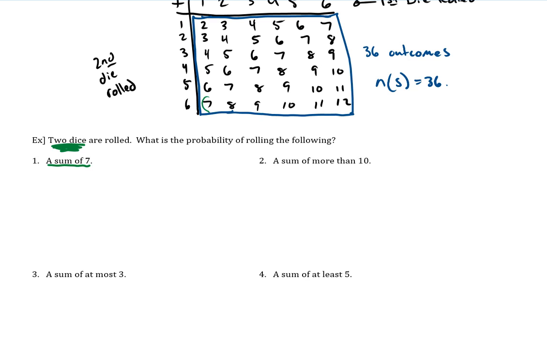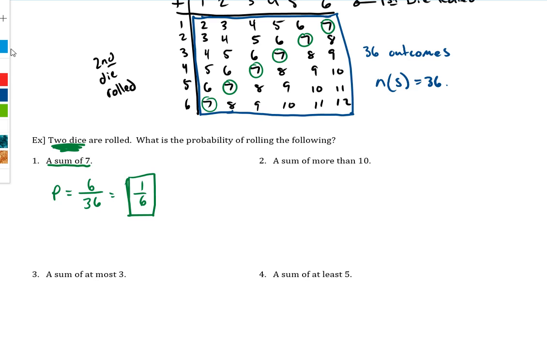All right, so a sum of 7. There's 1, 2, 3, 4, 5, 6 of them. So there's 6 total. So this probability is 6 out of 36, because there's 6 sevens out of the total number of outcomes, which is 36. And then from there, we usually reduce, so 1/6. And then you could also convert that to a decimal if you prefer. Let's continue to use this table.